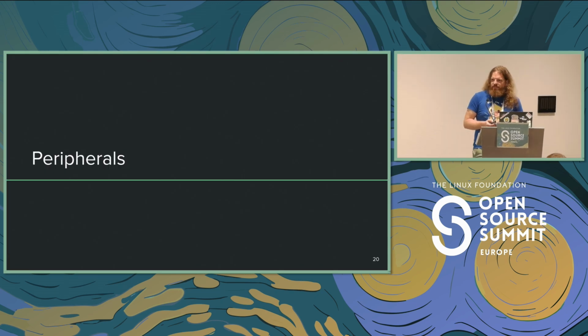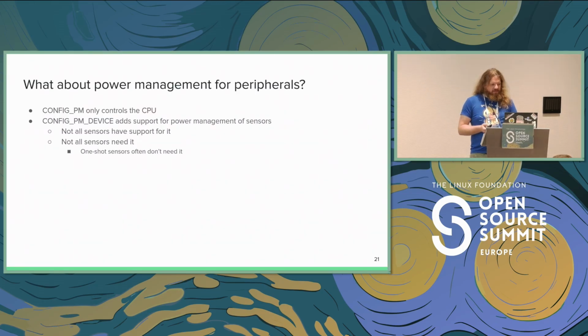You also have to think not just about the processor, but also about the peripherals, what peripherals are on your board. Because CONFIG_PM only controls the CPU, there's another additional switch you can set, that's CONFIG_PM_DEVICE, which adds support for power management of sensors. So everything that's a sensor in there, you have to enable CONFIG_PM_DEVICE for them to already use something in there.